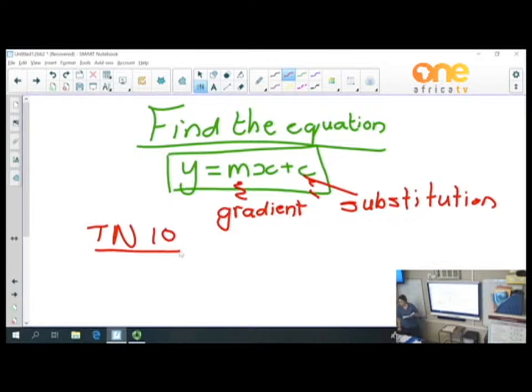They give you the gradient this time, so you don't need to calculate it, and it goes through the origin. Now that one will be y is equal to negative 3 over 4x, and if it goes through the origin, you don't need to write this down, we just do it orally. What will be c then? If I go through the origin, c is 0, so I don't need to write it down.